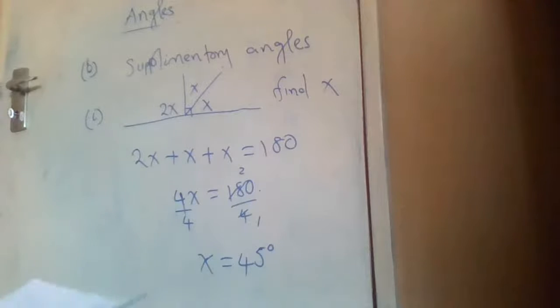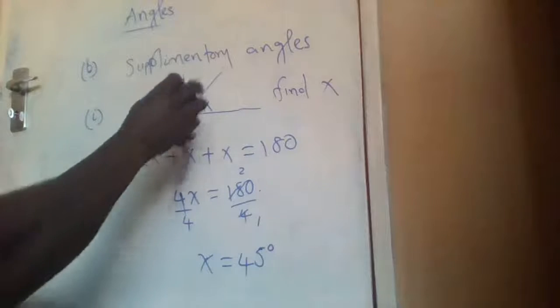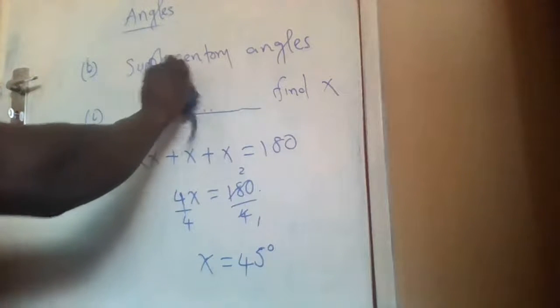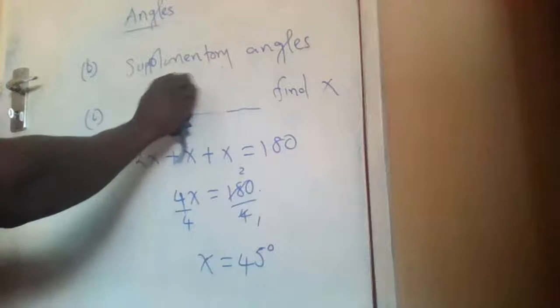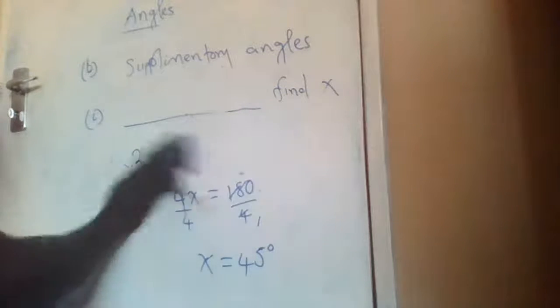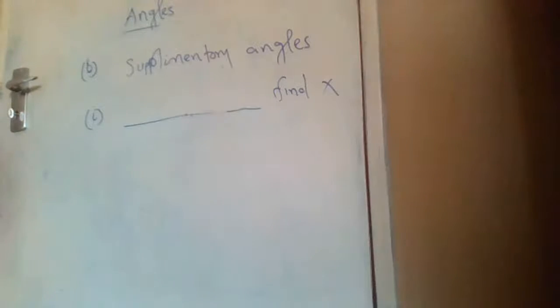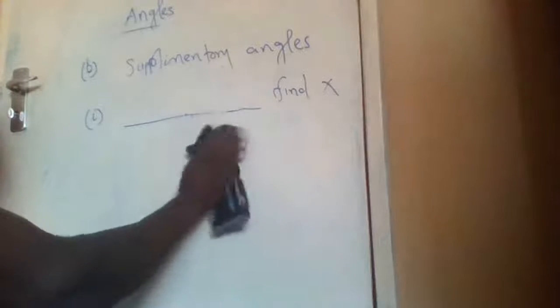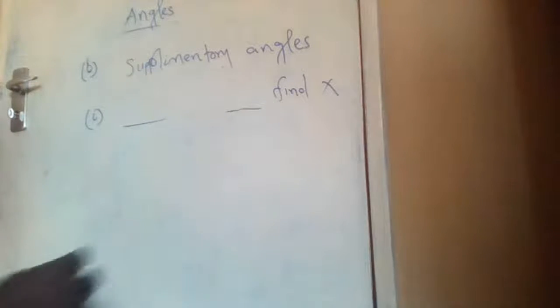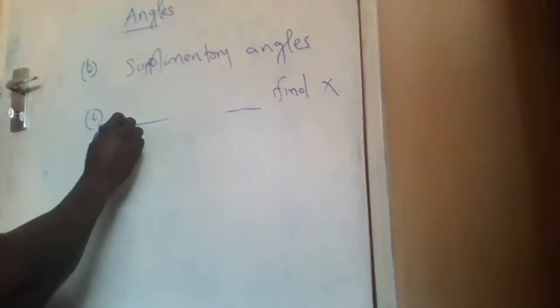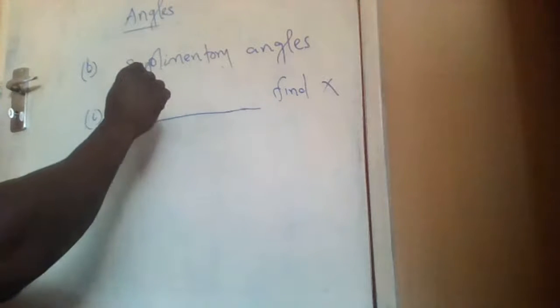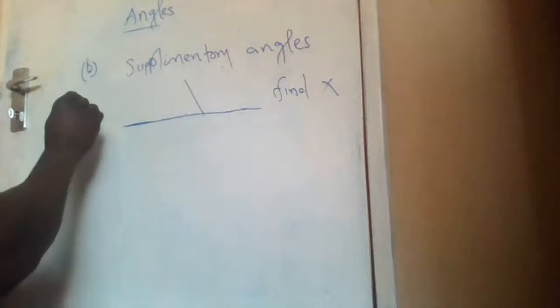That is example number one from supplementary angles. The other one, if you can just allow me to wrap the top part of it, because there's also x that we are asked to find, so that statement remains. So we can just wrap here and see how we can use supplementary methods to find the value of x.